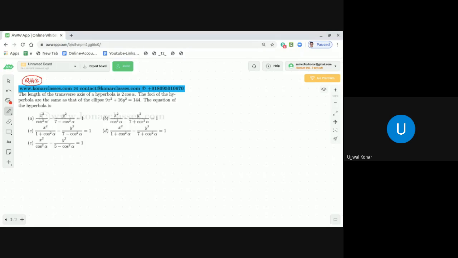Here you see question number 3, the third question. It says that the length of the transverse axis of a hyperbola is 2 cos alpha. The foci of the hyperbola are the same as that of the ellipse 9x square plus 16y square is equal to 144. And we need to find the equation of the hyperbola. Let's see how we can proceed further.